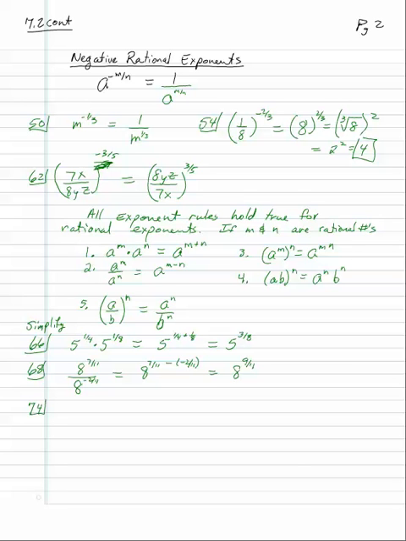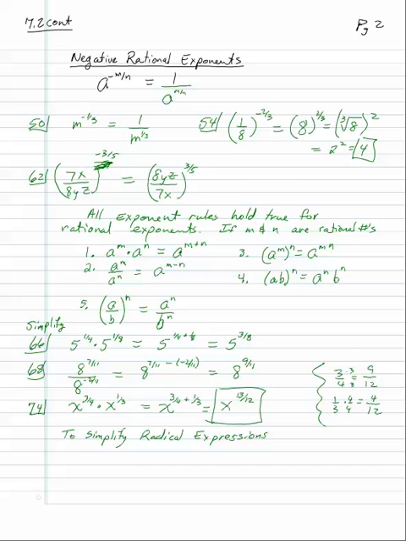Let's look at 74. X to the 3/4 times x to the 1/3. So that's x to the 3/4 plus 1/3. Now in scratch work over here, let's see. 3/4 is the same thing as times by 3, so 9/12. 1/3 is the same thing as 4/12. 9/12 plus 4/12 is 13/12. And that's your solution there, or your simplified form.